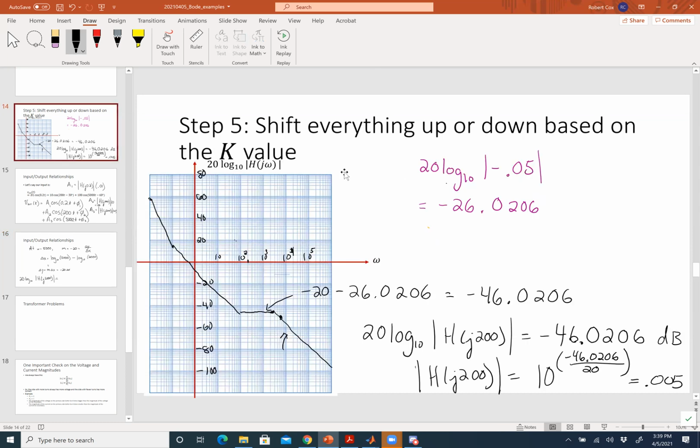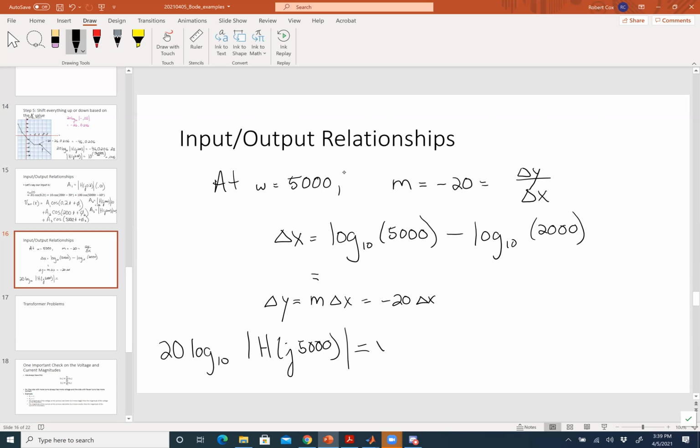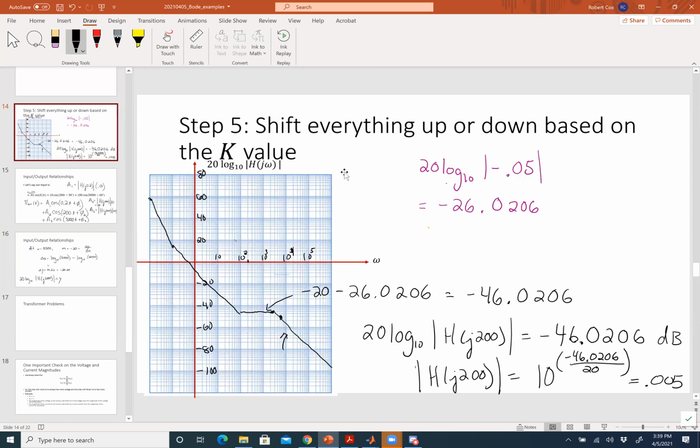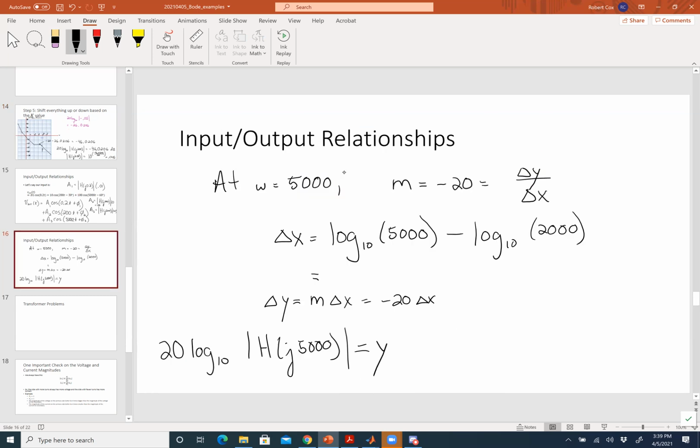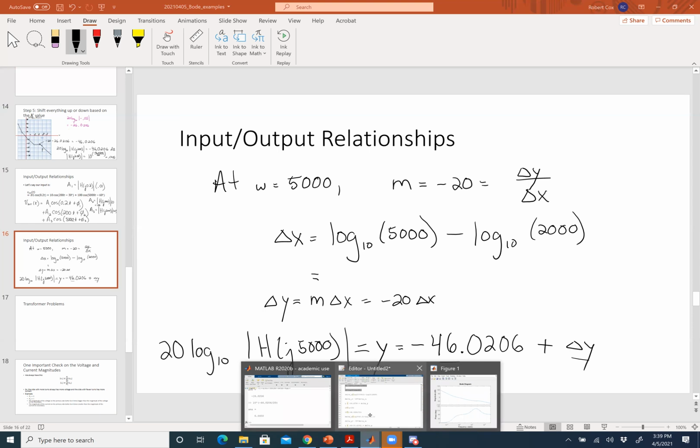So I can think of that as my y value, right? Well, that would be whatever value I have on the y-axis at this point. If I want to figure out what that number is, I would say, well, I started at negative 46.0206, right? And I added a delta y to that. So let's go straight over to MATLAB to try to calculate that.